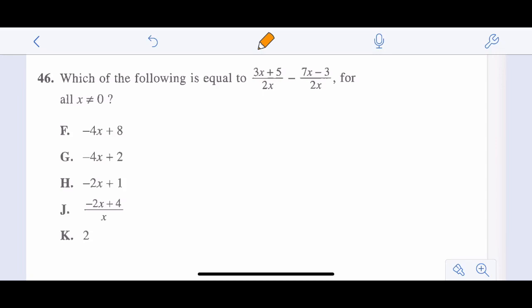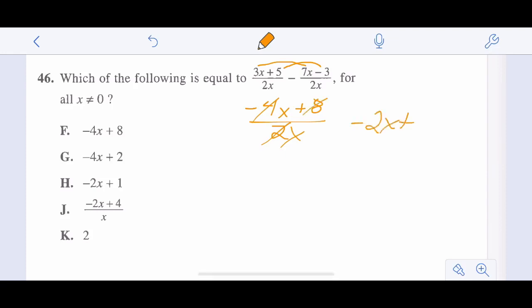So 3x plus 5 over 2x minus 7x minus 3 over 2x. Just paying attention to your positives and negatives as you go. So 3x minus 7x is negative 4x because we already have a common denominator. And then 5 minus negative 3, so that's going to be positive 8, so that makes the 3 positive, both over 2x. Check and see if this is any of our choices here, and it's not, but we can factor out this 2 or divide out the 2, right? And so now we get negative 2x plus 4 over x, which is choice J.